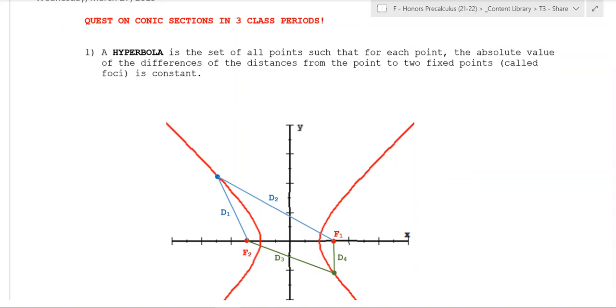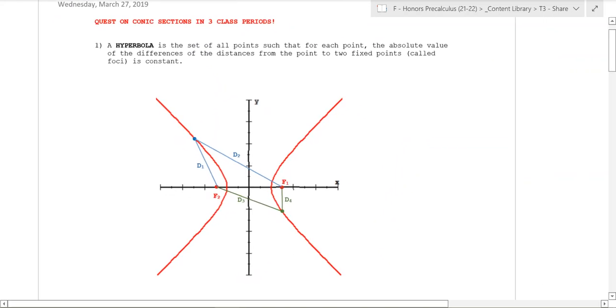Today we're going to talk about hyperbolas, which look just like this, the red right here. And what's going to happen is they have two foci, just like we've had before in our other conic sections. And the absolute value of this distance right here is going to be a set number. So they're either going to go side to side or up and down.